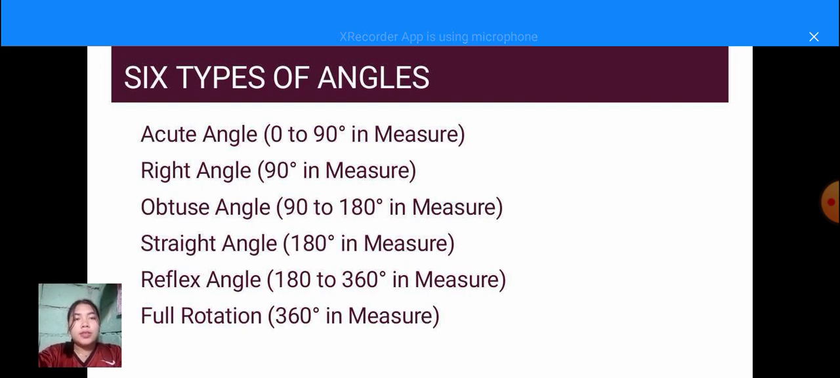Next, six types of angles. Number one, acute angle, 0 to 90 degrees in measure. Right angle, 90 degrees in measure. Obtuse angle, 90 to 180 degrees in measure. Straight angle, 180 degrees in measure. Reflex angle, 180 to 360 degrees in measure. Number six, full rotation, 360 degrees in measure.